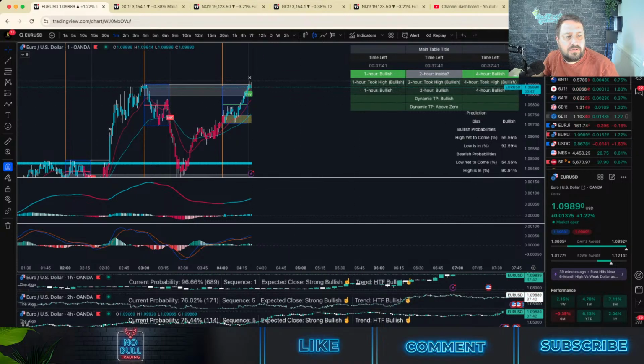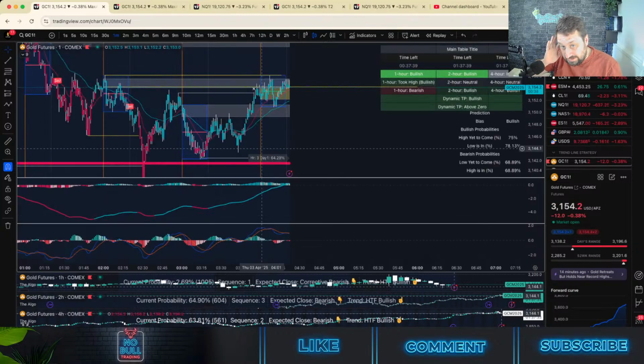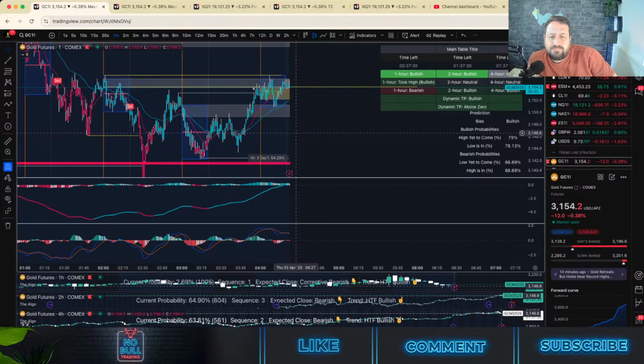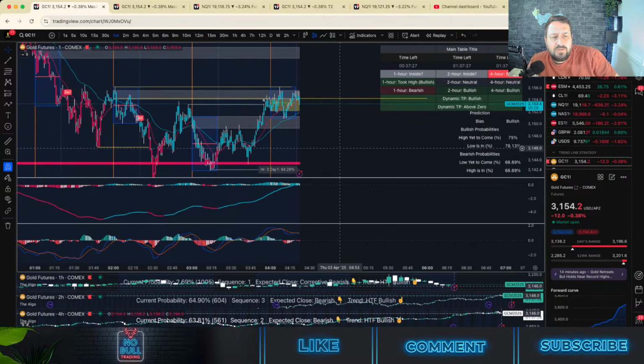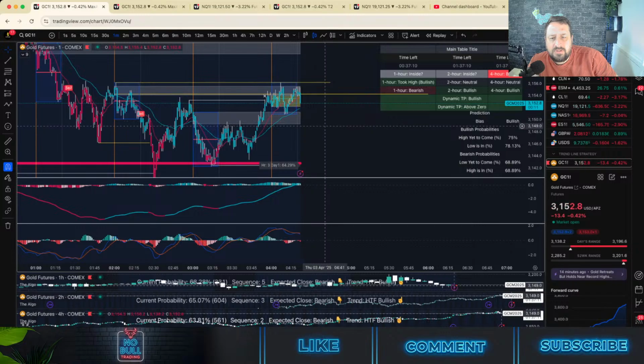Let's see. Got to be careful with gold. I want to see a clear close above current 4 hour. Rejection, rejection, rejection.